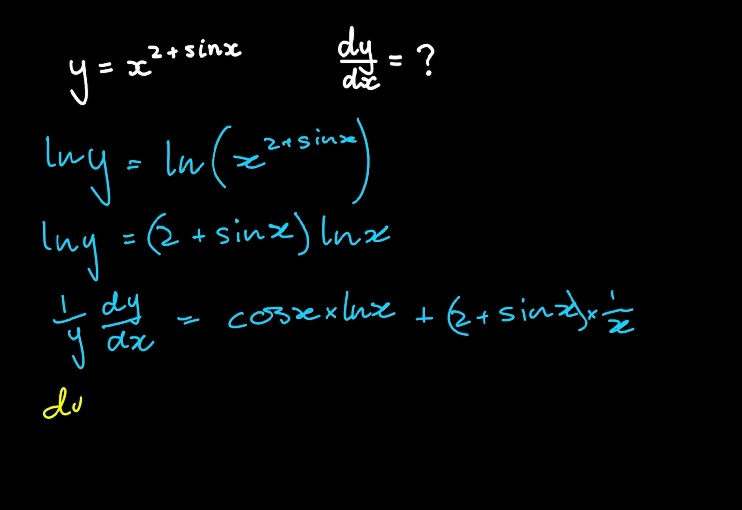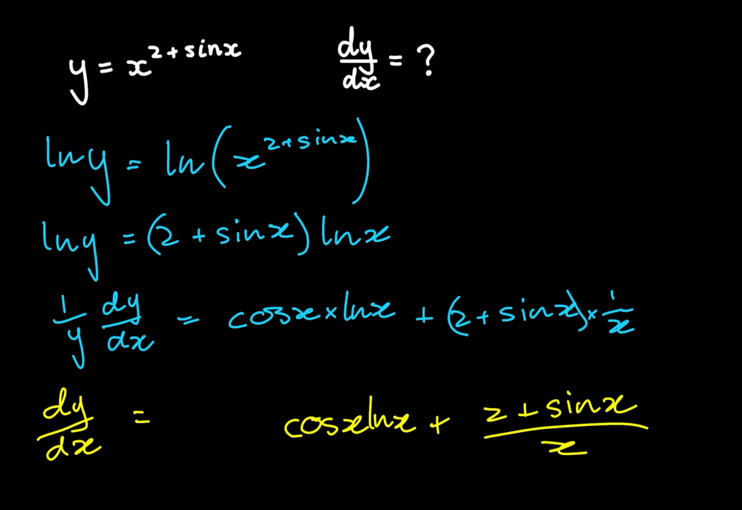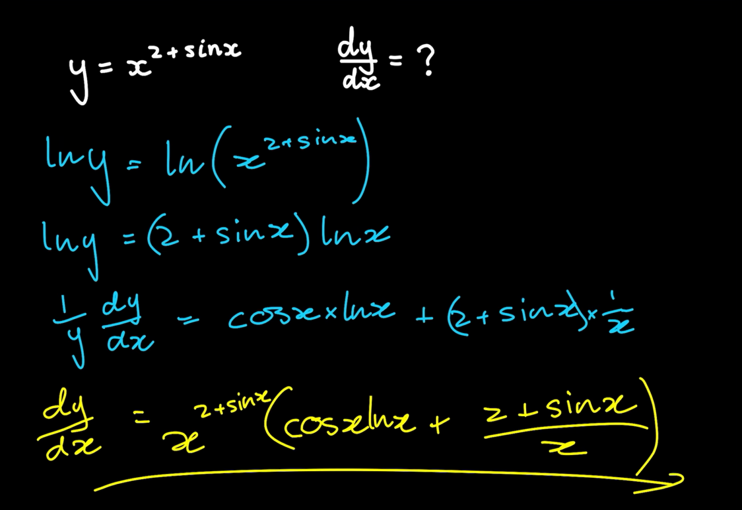So doing so, we get dy/dx is equal to cosine of x natural log of x, I'm simply transcribing this down here, plus 2 plus sine of x over x. And all of this is going to be multiplied by y because I'm taking the y across in order to isolate dy/dx. So now I'll have a y here, but I can replace y with x to the power of 2 plus sine of x. So I can get rid of that and say x to the power of 2 plus sine of x. And that's the final solution to this derivative.